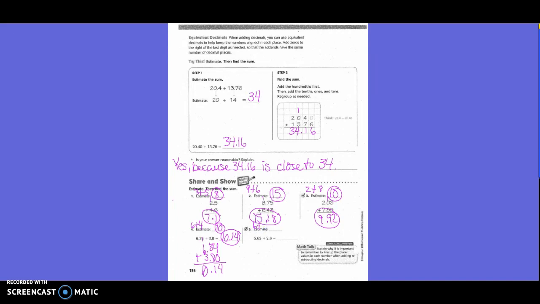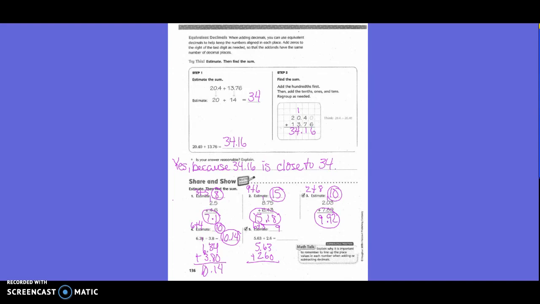6 plus 2 and 6/10. We'd estimate that to 3. 6 plus 3 is 9. Then we need to write it vertically. What do I need to put after that 6? A 0 to keep everything in line and to hold my spot.